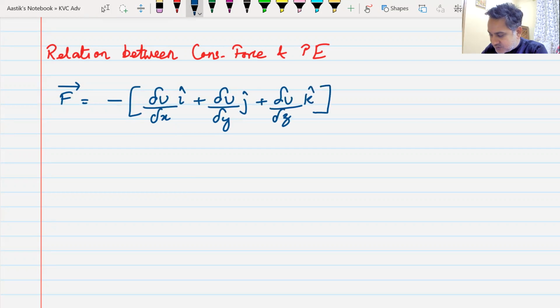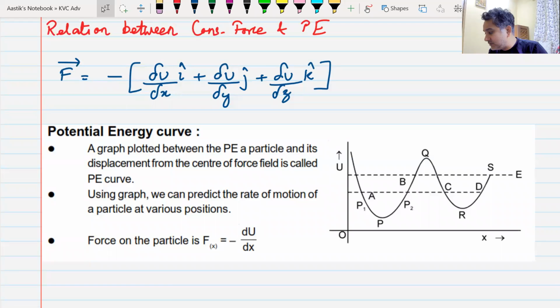You understand the meaning of this del? Yes, sir. This del is known as the partial derivative. One more thing that you must understand is that sometimes we have a one-dimensional force, so it is only along the x-axis or only along the y-axis. Then you can have a graph between potential energy and x. So this is only for a one-dimensional force.